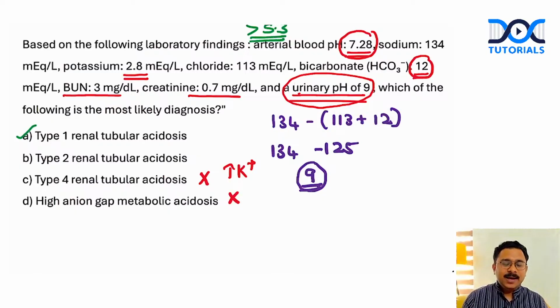There will be a problem with the distal acidification, because of which you will have a high urinary pH. Okay, the urinary acidification will be defective. So the answer is going to be type 1.